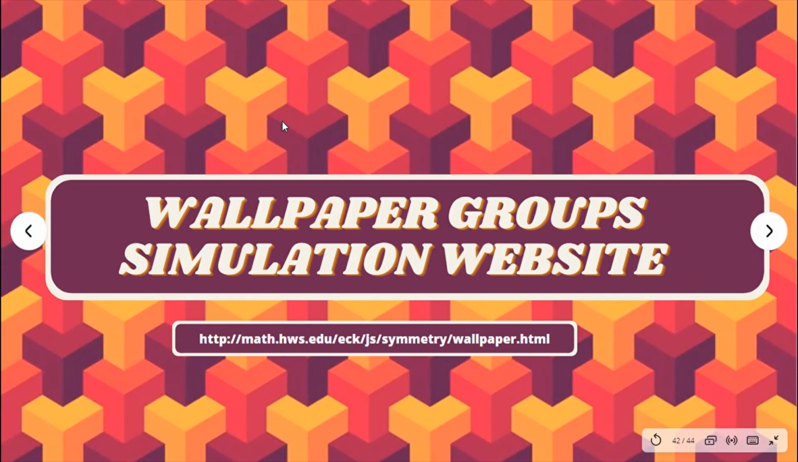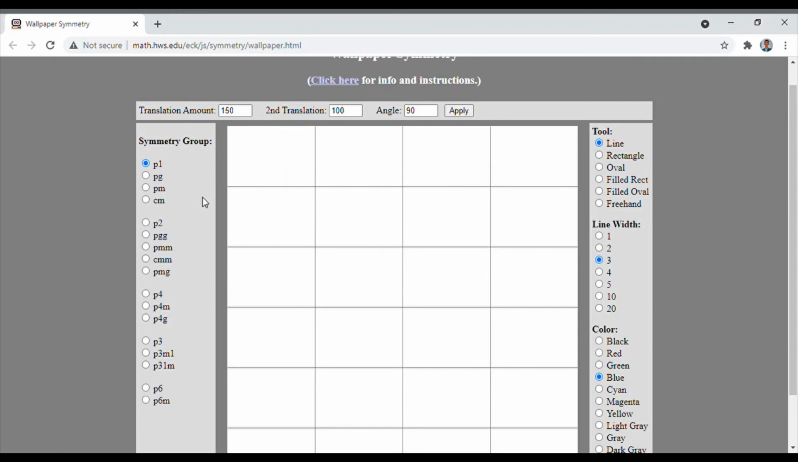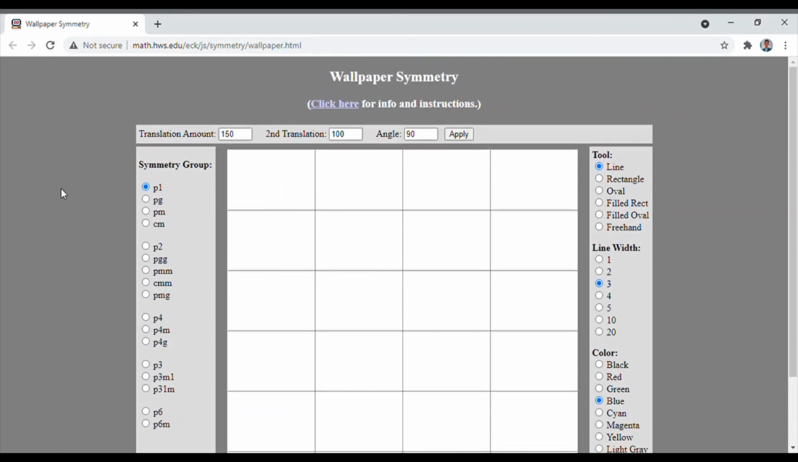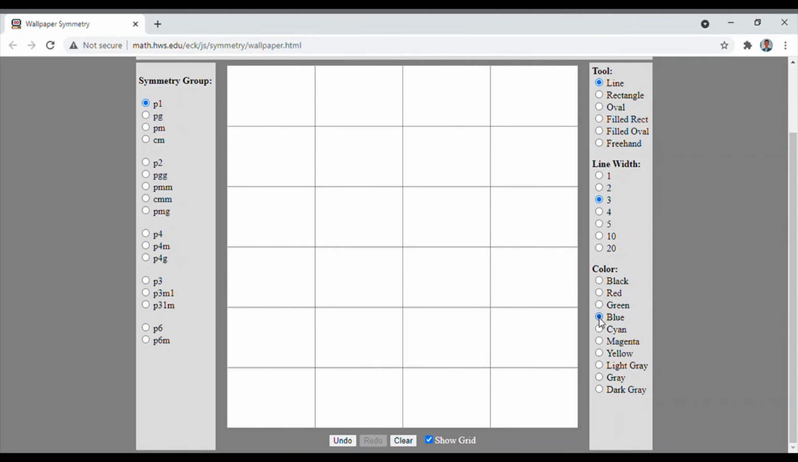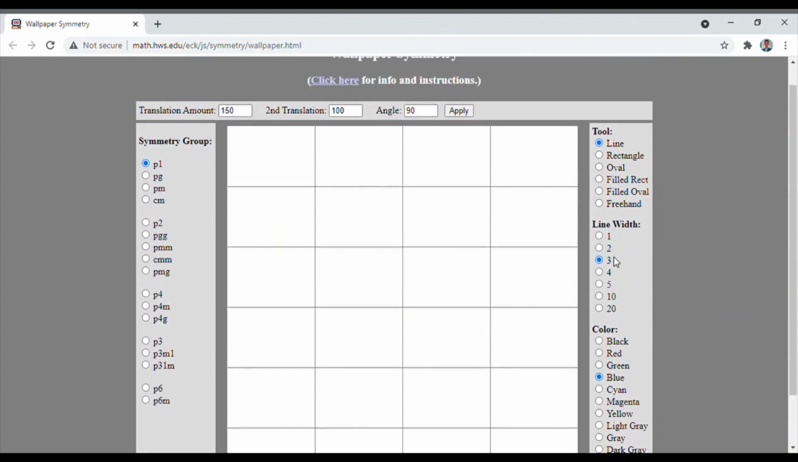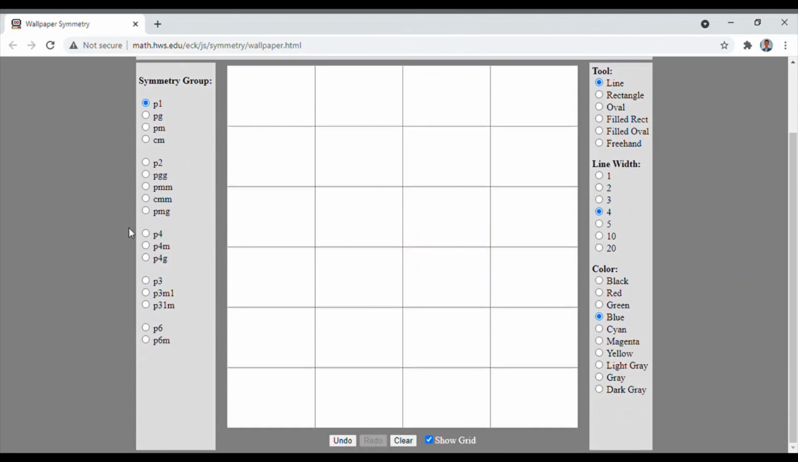Now let us take a look at this Wallpaper Groups simulation website. You can type this link here, and we will have an interactive activity. Now let us take a look at this website and how this works. Let us explain here. First, let's have the simplest type of wallpaper group, the P1, which uses only translations. Let us use the color blue, and you can use the line width here. Let us have the fourth one. Let's make it a little bit thicker. And the tool here, we can use different types. Feel free to explore this one.